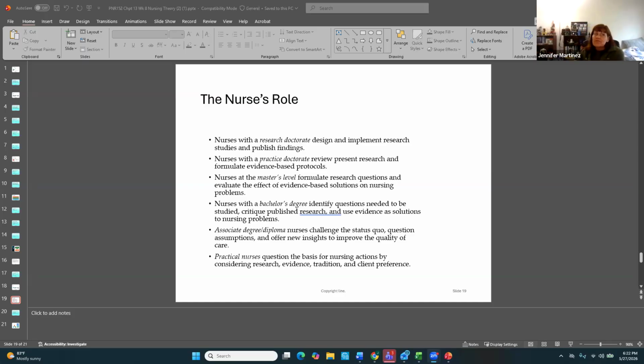At the master's level, they can formulate questions and evaluate the effect of evidence-based solutions. With bachelor's degrees, they also can formulate questions. They can critique published research, and they can use evidence as a solution to nursing problems. Associate degrees, they challenge the status quo, they question assumptions, they offer new insights to improve the quality of care. And then practical nurses, they also question the basis for nursing actions by considering research evidence, tradition, and client preferences. You guys are going out with fresh eyes, right?